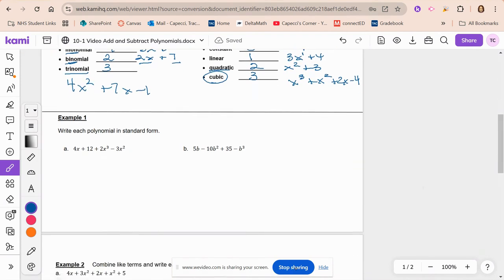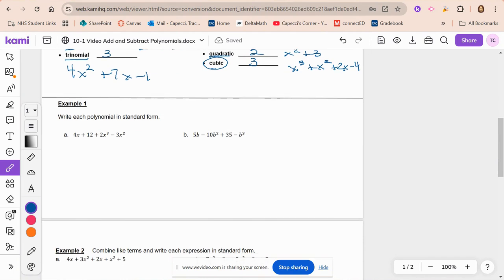Okay, so using some of that information, let's write each polynomial in standard form. So the highest power there is 2x to the third. Then we have the second power, we're in descending order, and again, that sign's going to go with it. And then we have plus 4x, so it's x to the first, and our constant or our number by itself is always going to be last.